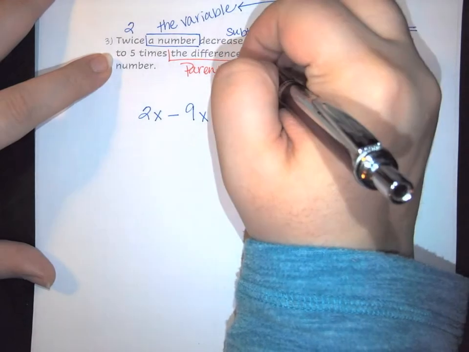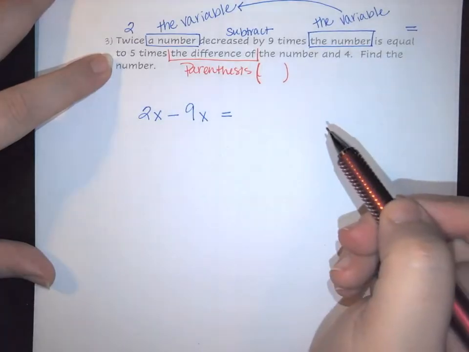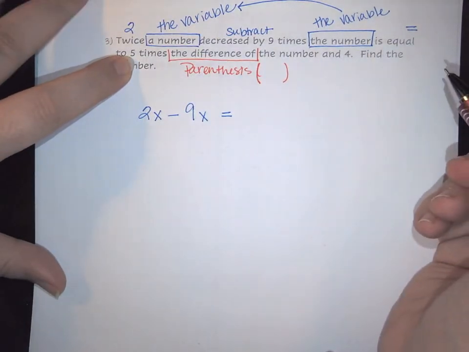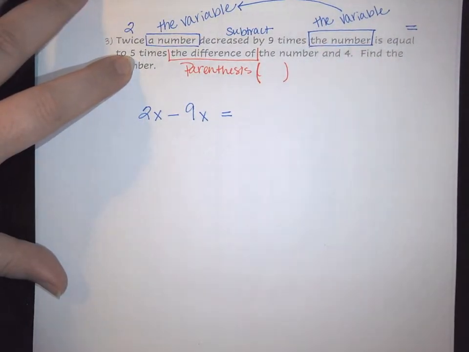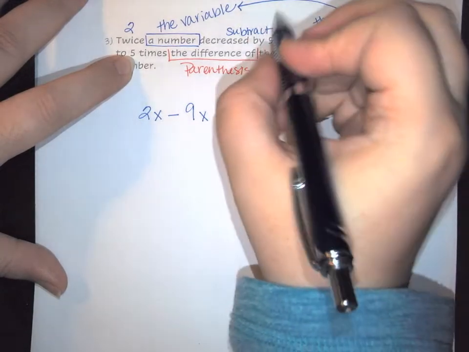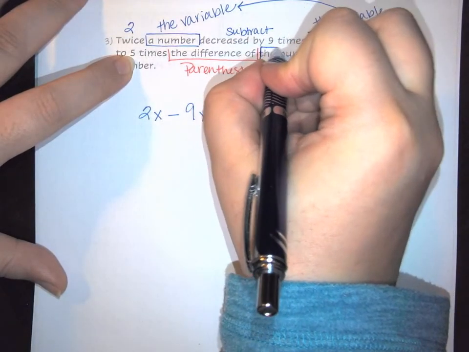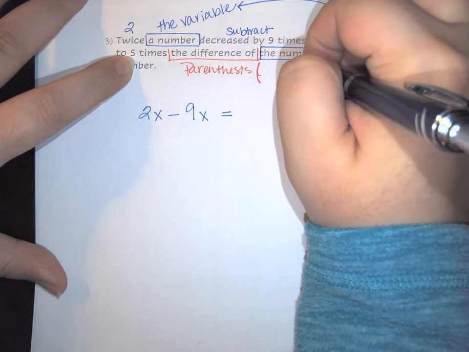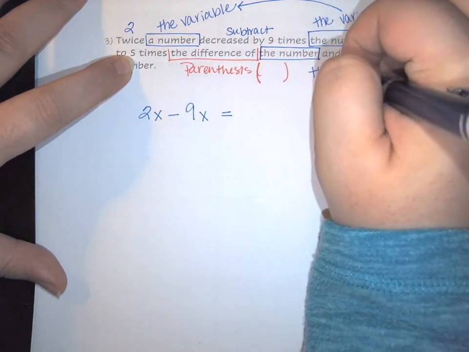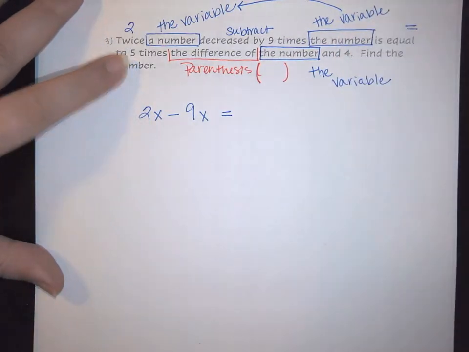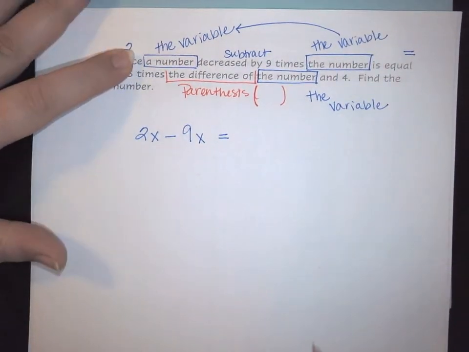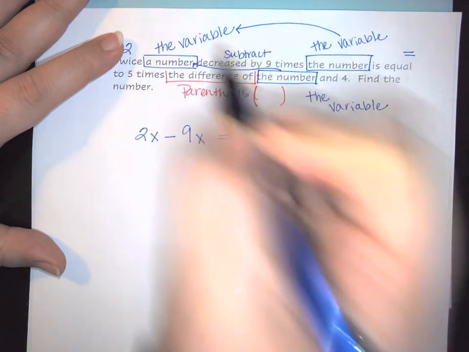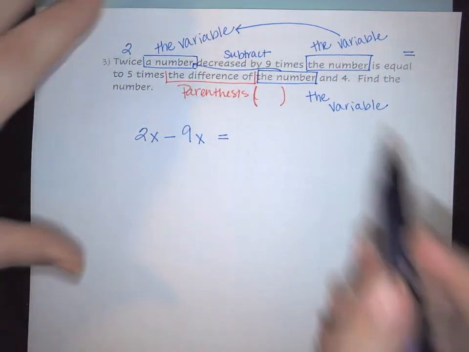Now, what goes in the parentheses? The stuff in the back. Okay, so here we have the number and 4. So remember, when we're talking about the number, this right here, the number, again is referring to the variable, and specifically the variable we chose in the beginning. So again, we're referring back to this variable here, and 4.